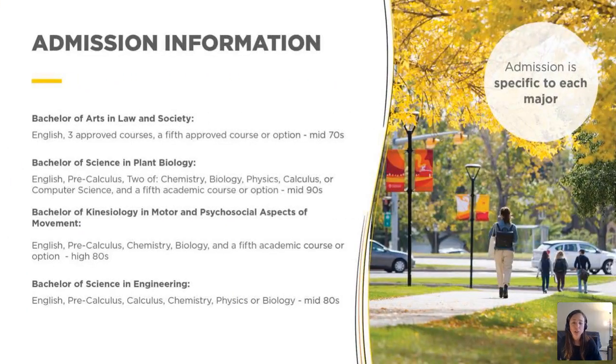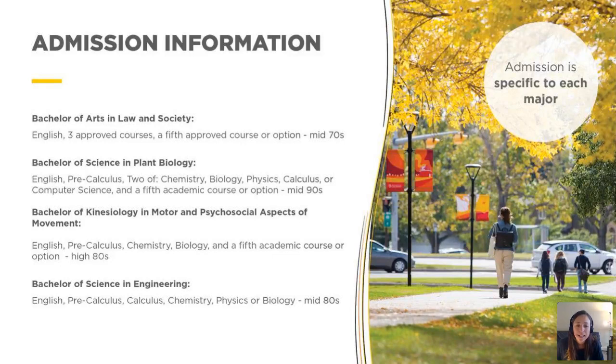Again, for the vast majority of our programs, the evaluation is really quite simple. We're looking for the 5 faculty-specific subjects for your program of interest, and we're also calculating your average based on those 5 subjects. You can see a few different examples on the slide here. I'll just focus in on the Bachelor of Science in Engineering. For engineering, we're looking for students to present English, pre-calculus, calculus, chemistry, physics, and physics or biology.